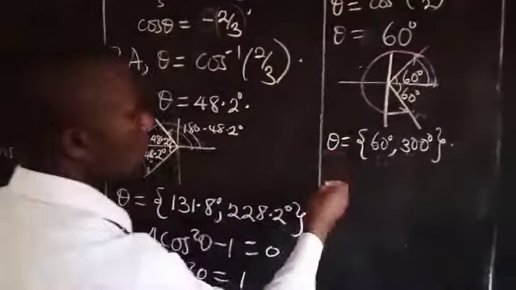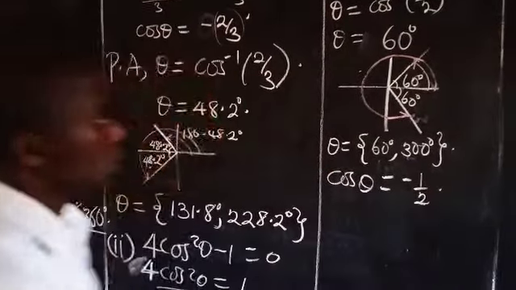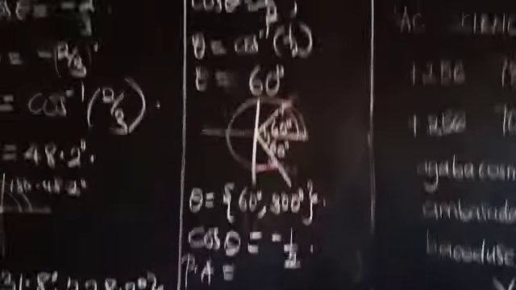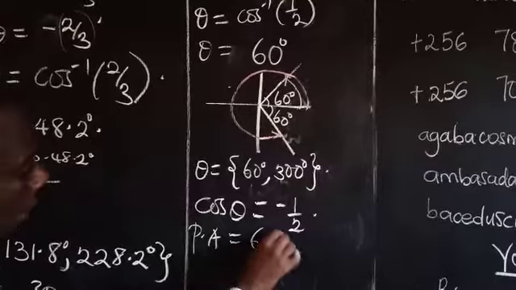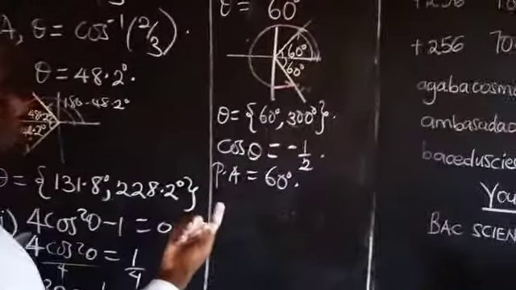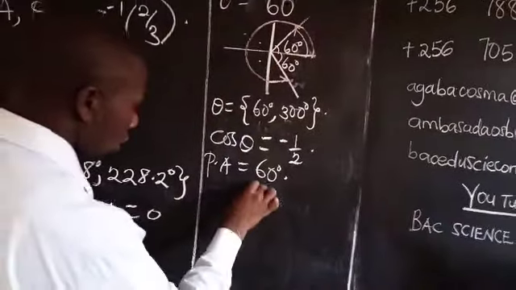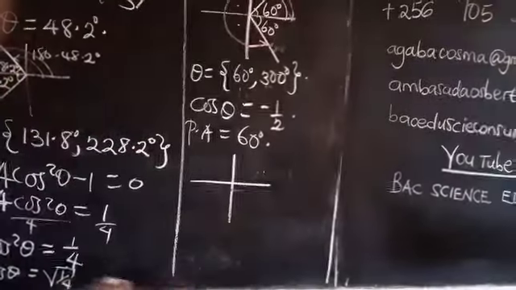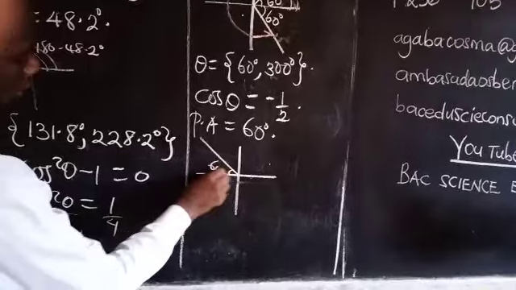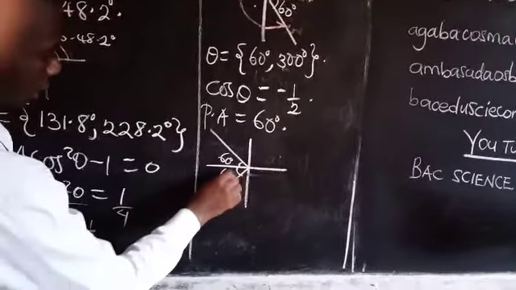There is another case when cos theta is negative a half. We still find the same principal angle. The same principal angle is still 60 degrees because of the inverse of a half. But now in which quadrants? When cos is negative, in the second and in the third. So this is our angle. So one is here. This is 60 degrees. Then another one is there, 60 degrees.